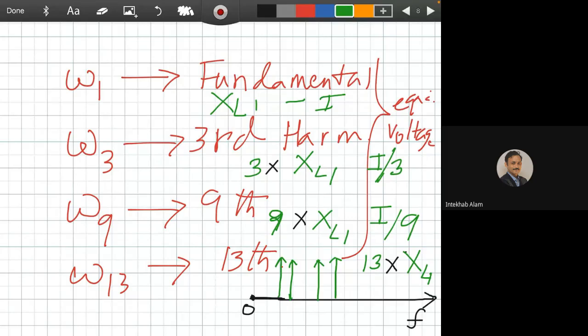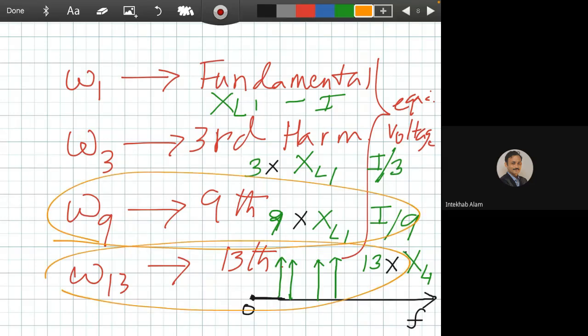Okay, so for the third harmonics, the power will be 1 by 9. For the ninth harmonics, power will be 1 by 18. So the effect of the ninth harmonics will be very less, and the effect of the 13th harmonics will also be very small compared to the third one.